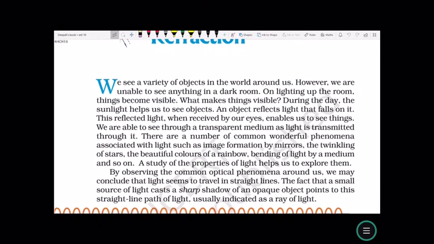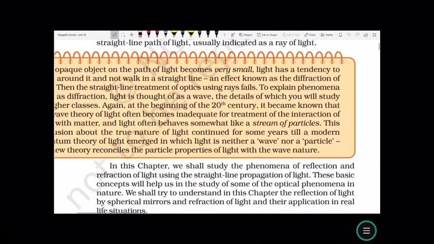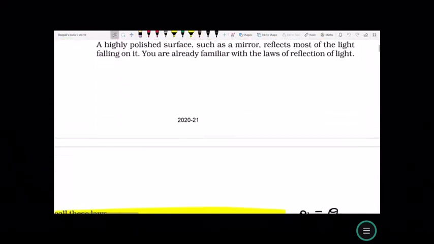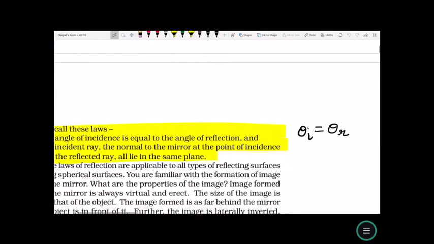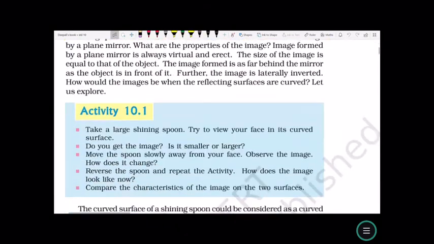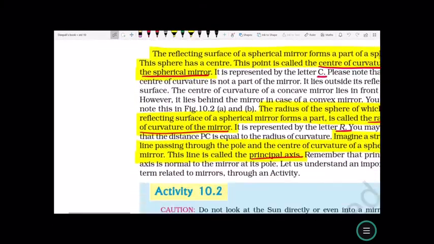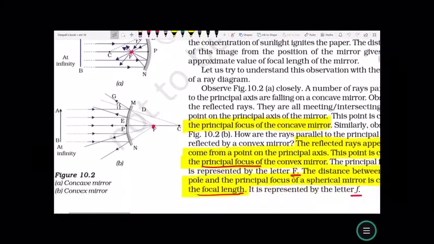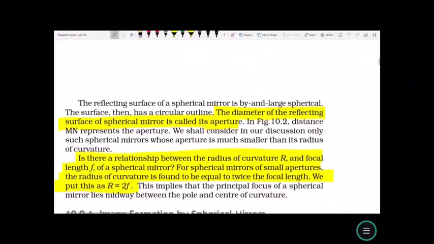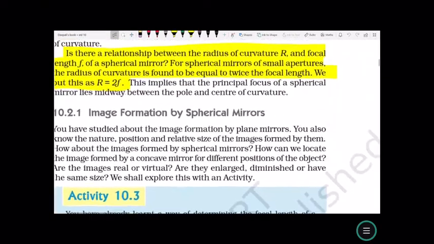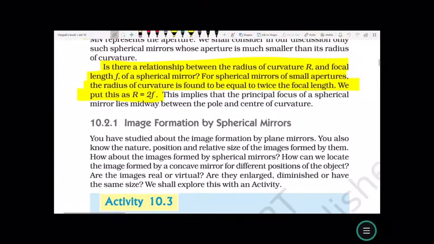We all are familiar with what light is now. What are the different terminologies associated with reflection of light? Now let us see how the images are formed by the various mirrors, or the spherical mirrors, and what phenomena occur due to reflection of light on spherical mirrors.